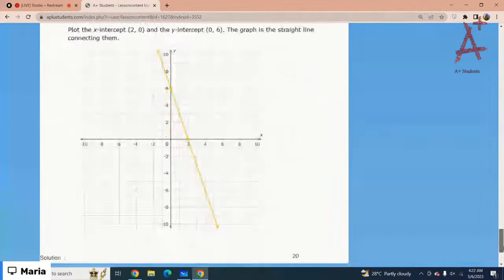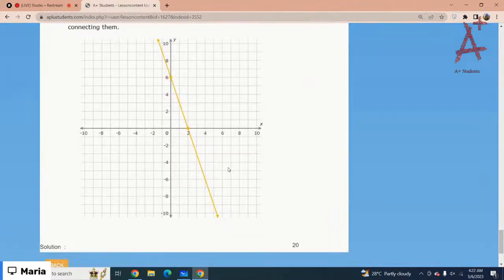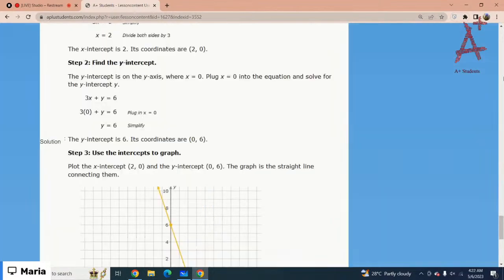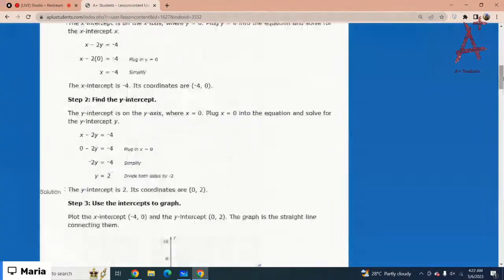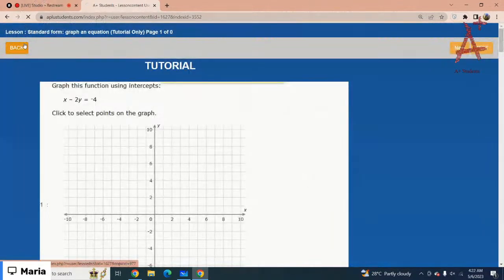So you just plot these points and make a graph. Here is the x-intercept, that is 2 and 0. Here is the y-intercept, that would be 0 and 6. Just put the points and join them to make a line. Got it? Okay, this is for this lesson. You have just the tutorial, you don't have the test questions. You can find the practice questions on the book end.